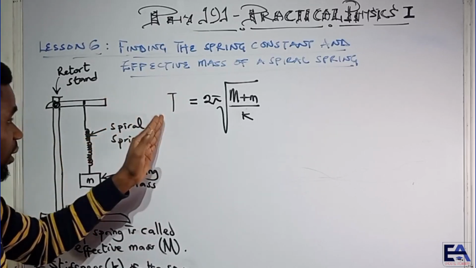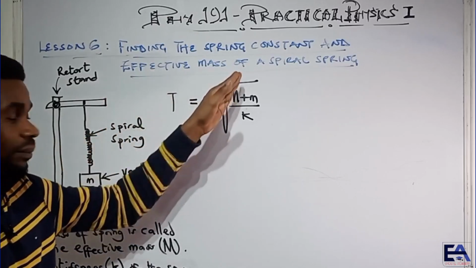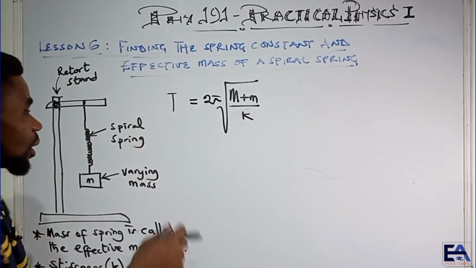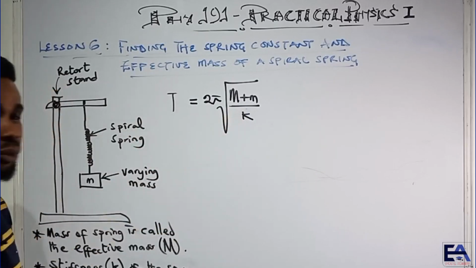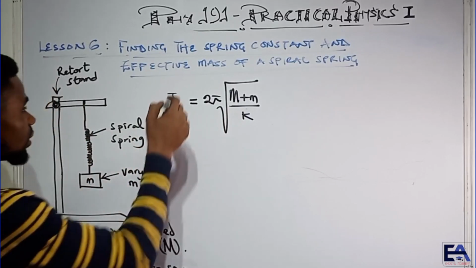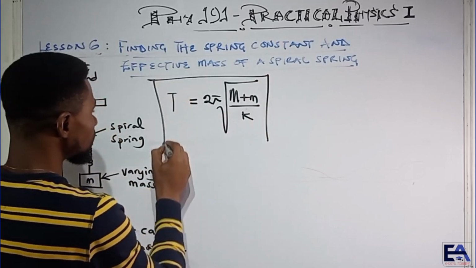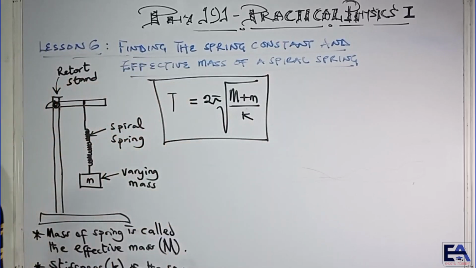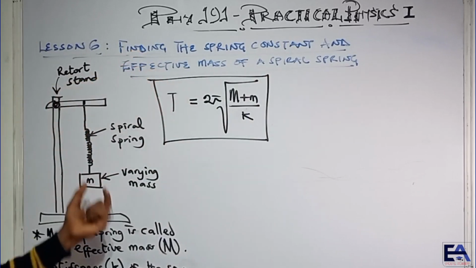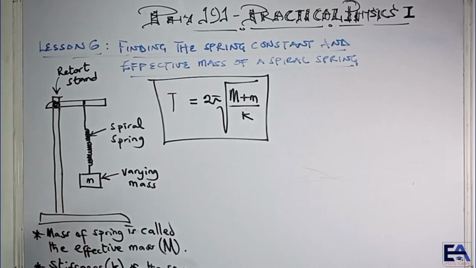So it is t is equal to 2 pi root of M plus m over k. The square comes in when you are trying to remove these roots, and then you square both sides. But naturally, this is the formula for the period of oscillation of a mass that is hung on a spiral spring. Okay, so that is that.